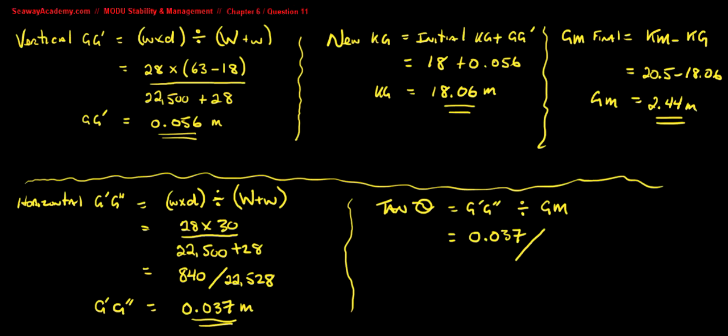So now that we have our GM, we can put that into our tangent formula. When we calculate this out, we get an angle of 0.87 degrees. So this is the angle caused by lifting with the crane, 0.87 degrees.